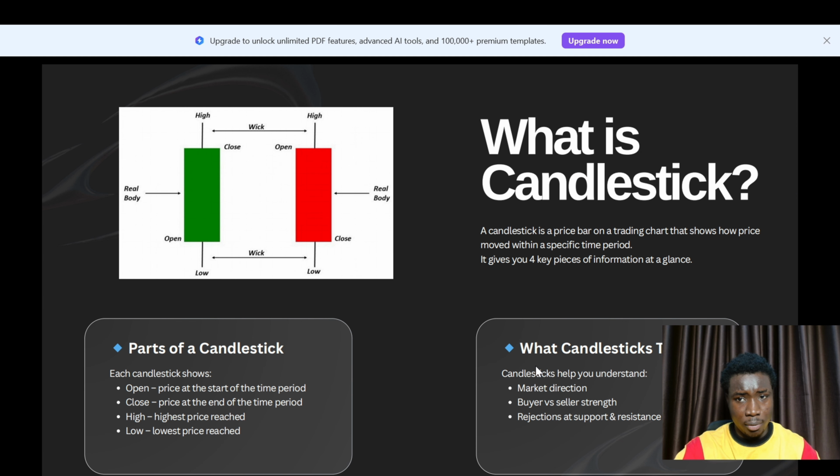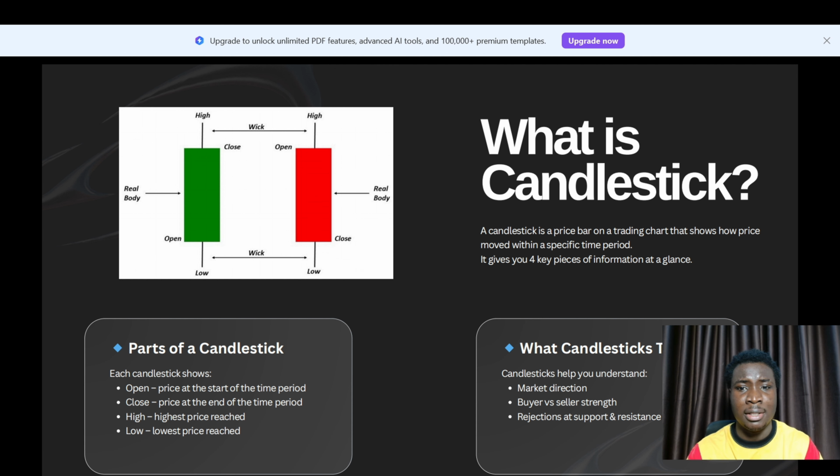right way. All right, what is a candlestick? Now, I want you to understand that a candlestick is a price bar on a trading chart that shows how price moves within a specific time period. Just as we have line chart, Heikin Ashi, we also have bar chart. Candlestick is one of the charts used globally, well known by almost every, if not any, trader on planet Earth. So with that being said, this is what gives us data where we'll be able to mark our support and resistance.